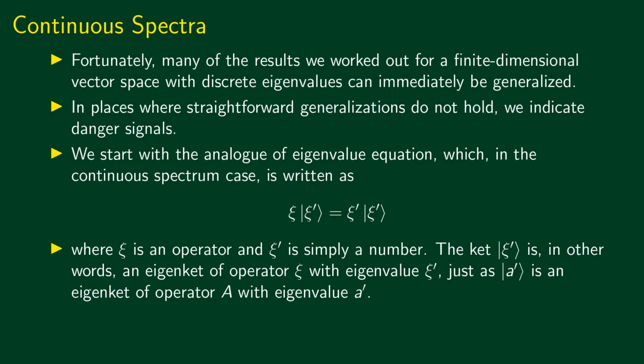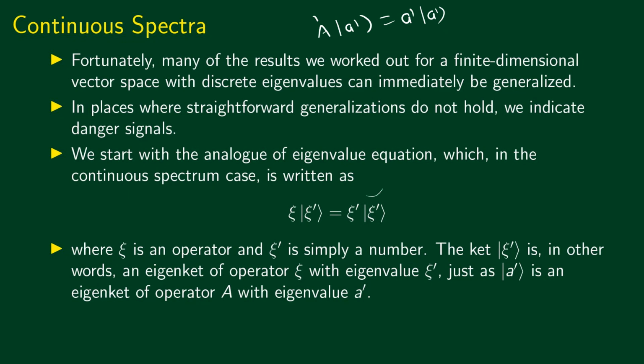In places where the straightforward generalizations do not work, we'll just mention it. We start with the analog of an eigenvalue equation. In the discrete case, we had the eigenvalue equation A acting on ket A prime is equal to A prime multiplied by ket A prime. This A is an operator. This is a vector, a ket. This is a real number, if you are talking about observables. And this is again a ket.